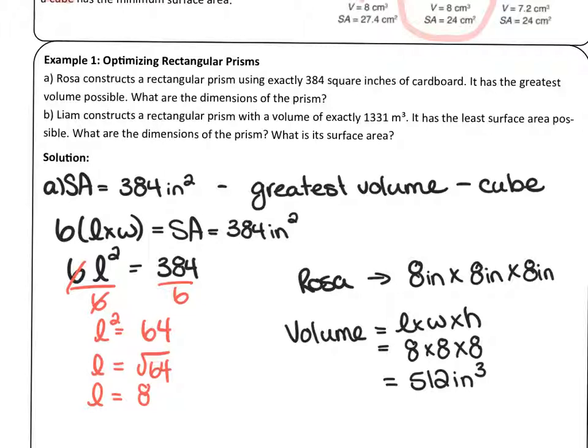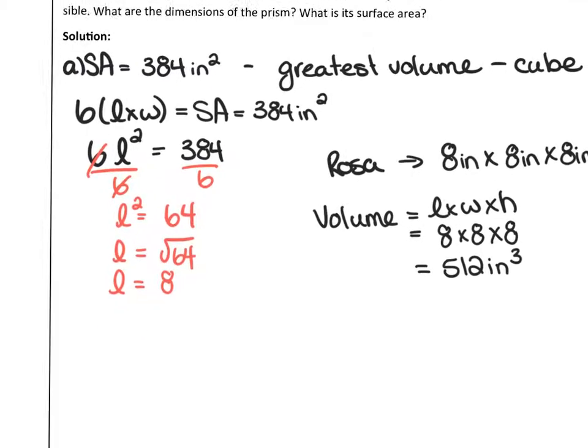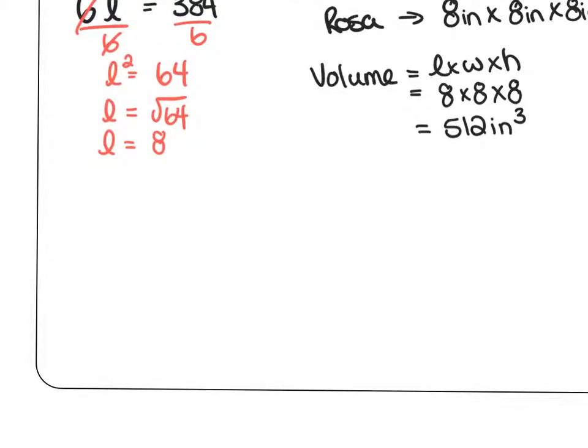Liam constructs a rectangular prism with a volume. So this time they're giving us the volume of 1,331 meters cubed. It has the least surface area possible. What are the dimensions of the prism? And then what is its surface area? So we're going to do the same thing, but we're going to go backwards. This time we have the volume. So this is B, and the volume we know is 1331 meters cubed.